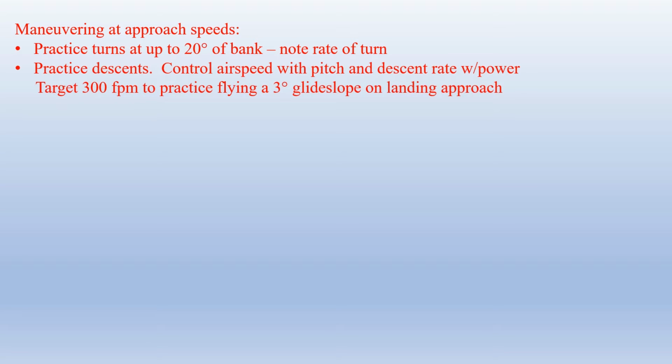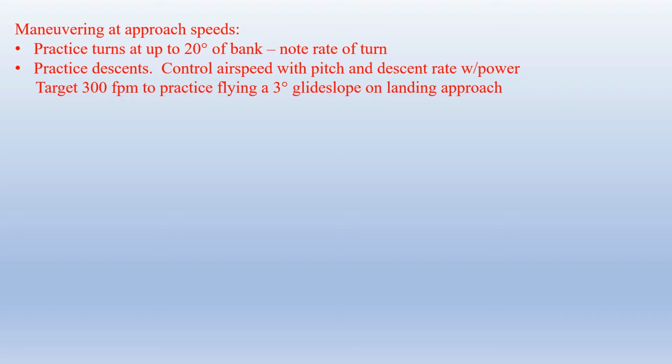Once you get established at 55 knots, we'll do some maneuvering so you can get a feel for how the airplane flies and reacts and feels at this airspeed. We'll practice turns of up to 20 degrees of bank, and as you're doing the turn, I want you to note the rate of turn and note how it's a little bit faster than what we do when we're doing the same angle of bank at a higher airspeed. We'll practice some descents. This will be a good practice for flying approaches.